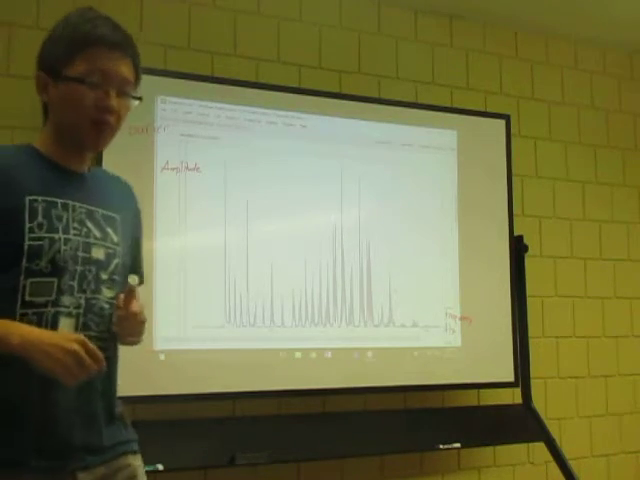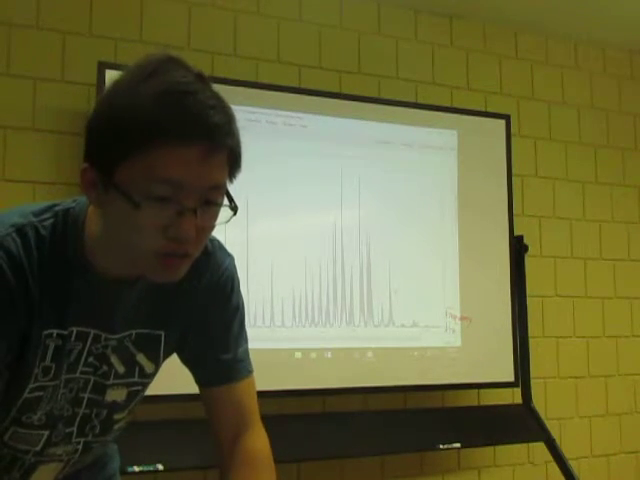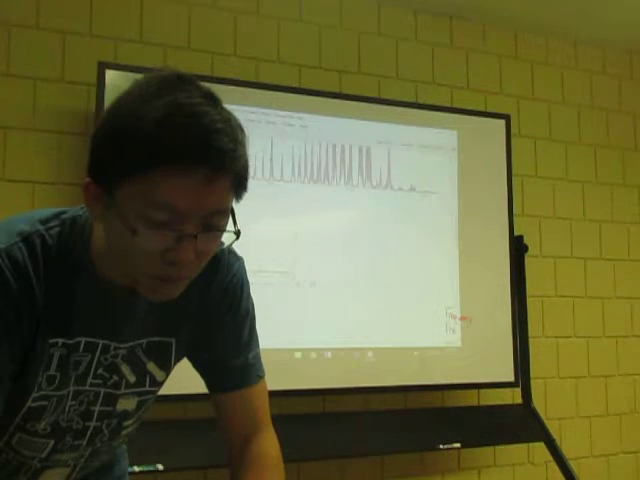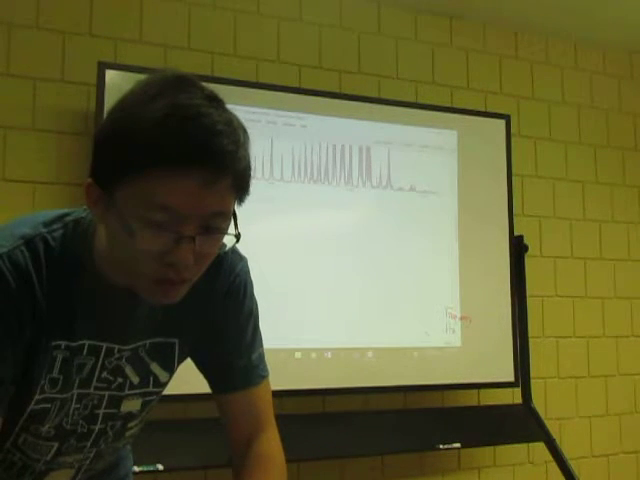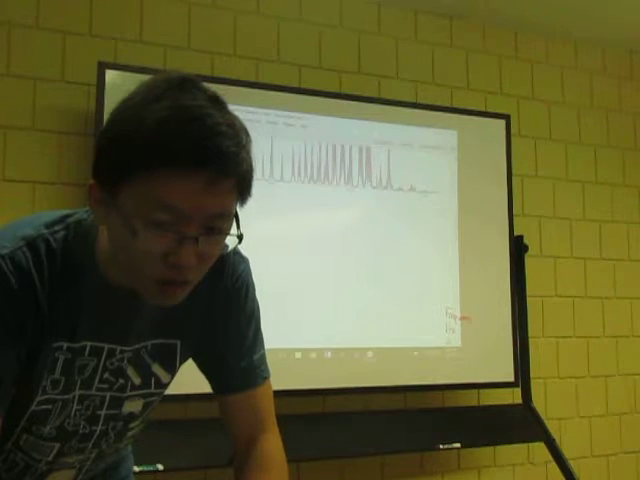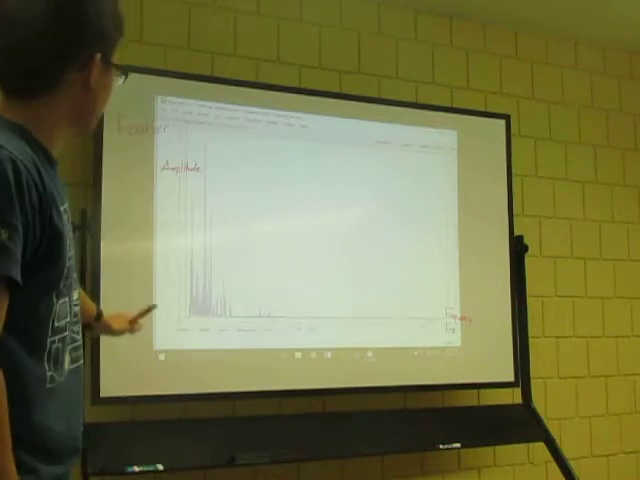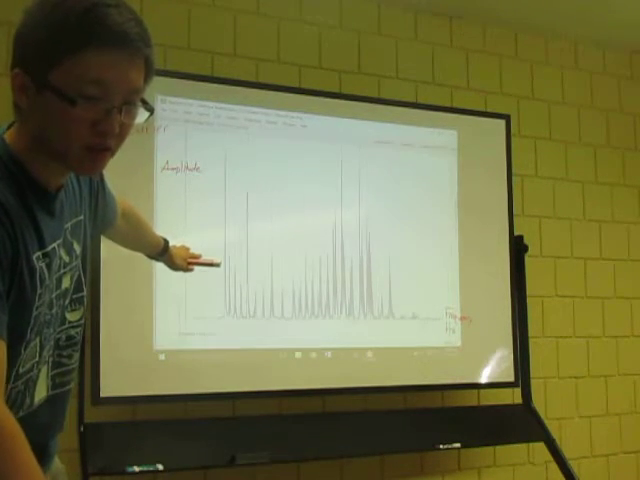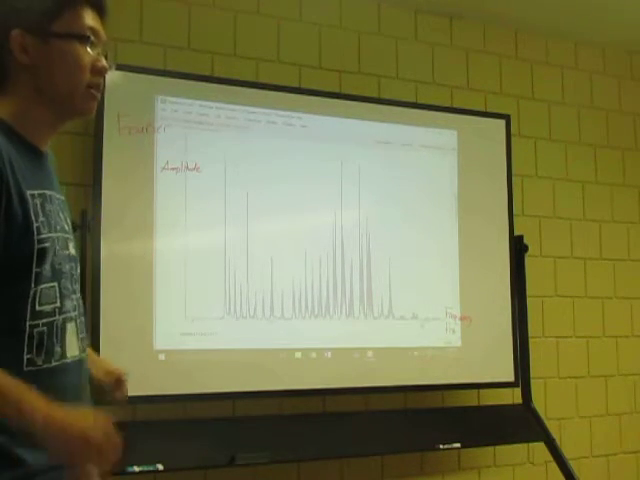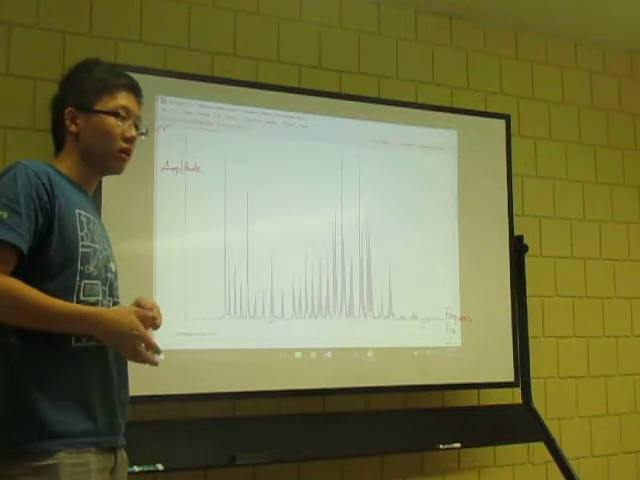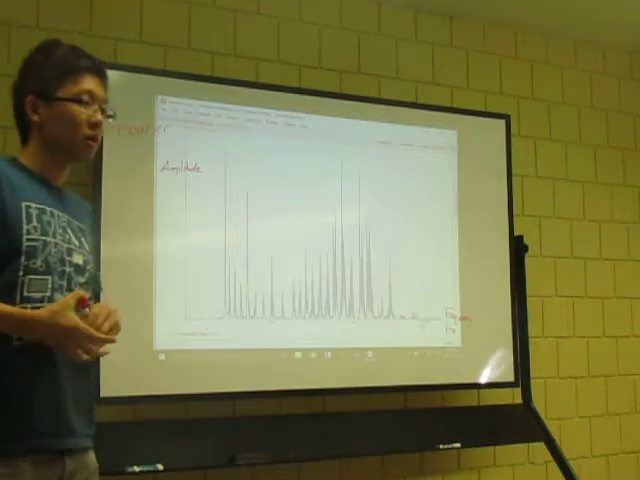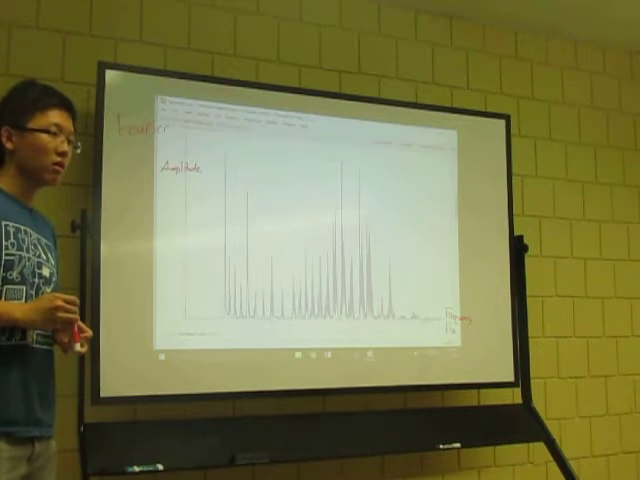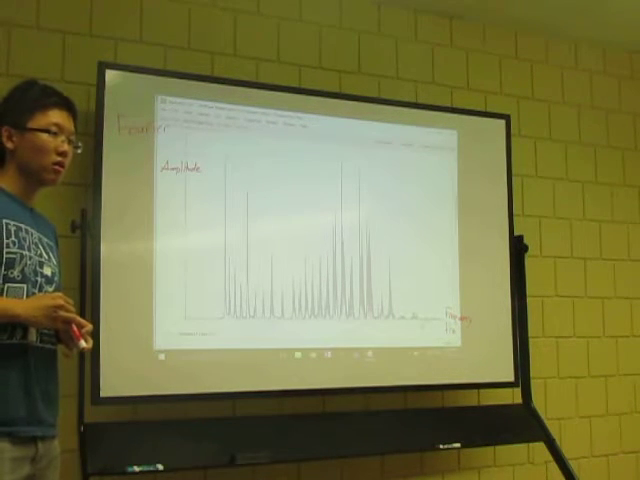I guess this may be clear if I compare this to this. So this is the Fourier transform of the bass. This is the Fourier transform of the violin. It's basically a graph showing how loud the instrument was at a certain frequency.